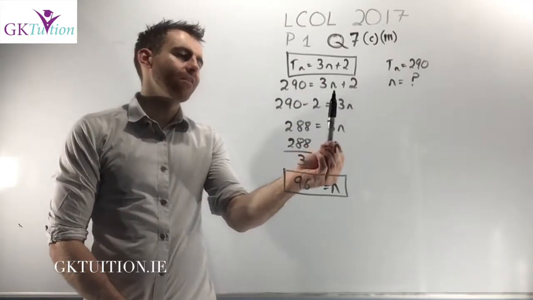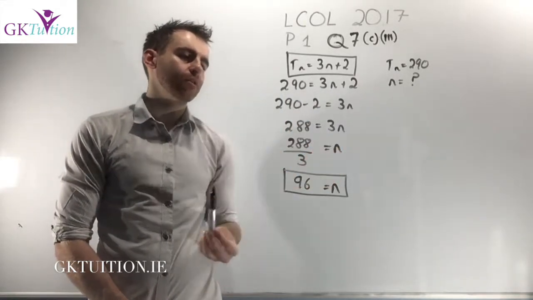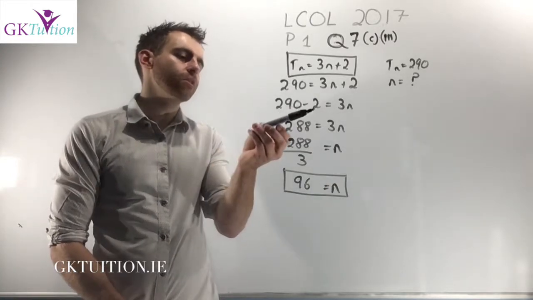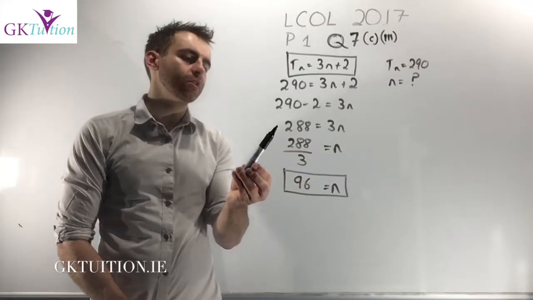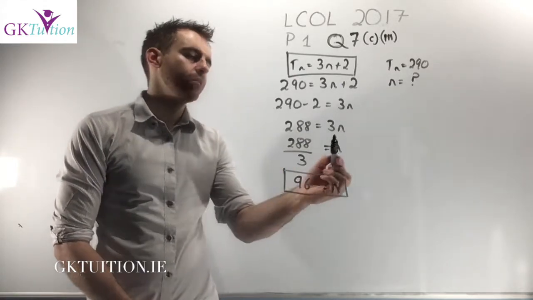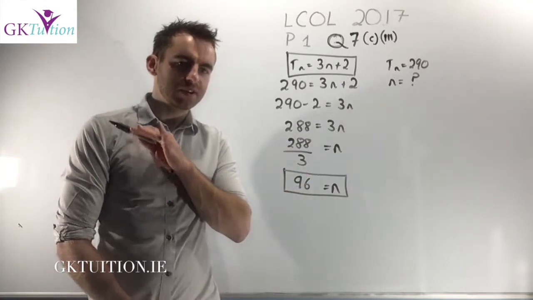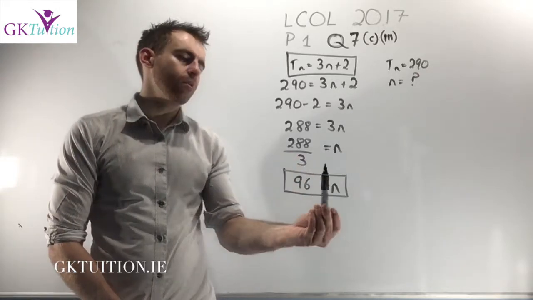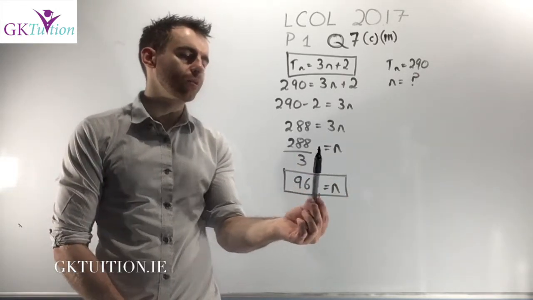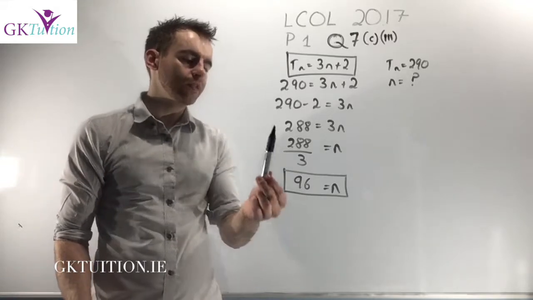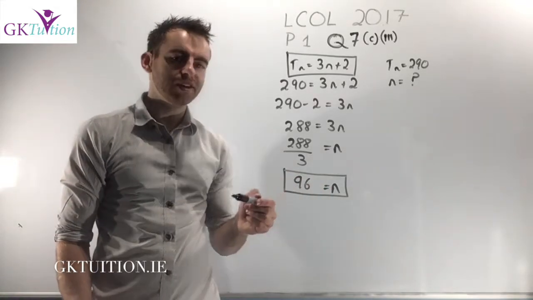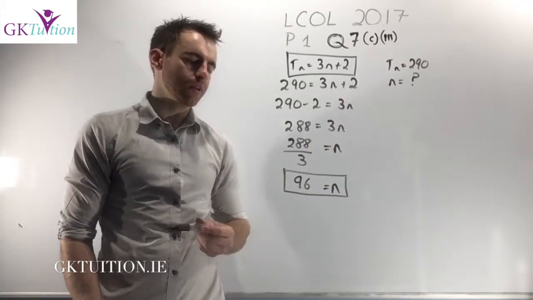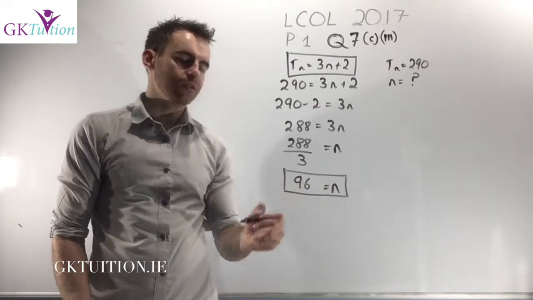In order to get n on its own here, I just need to subtract 2 from both sides. I get 290 minus 2 equals 3n. 290 minus 2 is 288. And in order to isolate your n, you need to divide both sides by 3, which means you end up with n is equal to 288 over 3. If you divide that in, n works out as 96. In other words, the 96th pattern will have 290 tiles. So your final answer here is this.